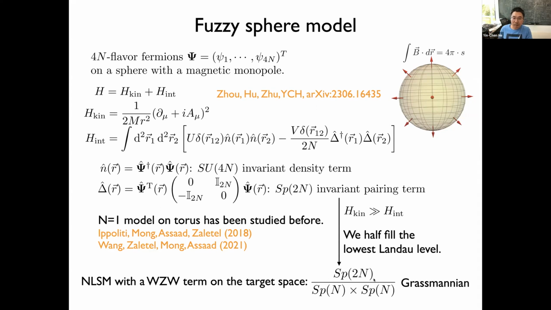We consider a limit where the kinetic energy is much larger than the interaction, such that I can just study the physics on the lowest Landau level. And I consider the case where I have filled the lowest Landau level, corresponding to that for each orbital on average, I will have 2N flavors of fermions. And for N equals 1, that's just 2 fermions per orbital.